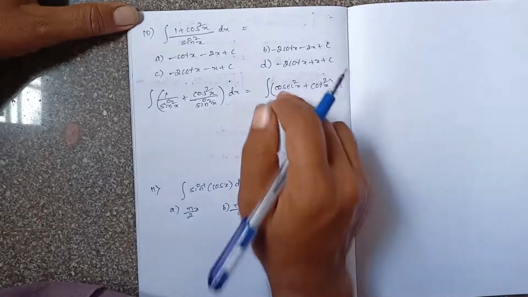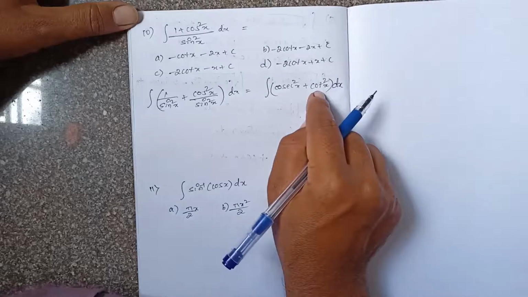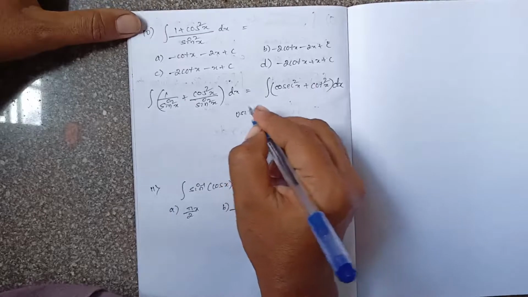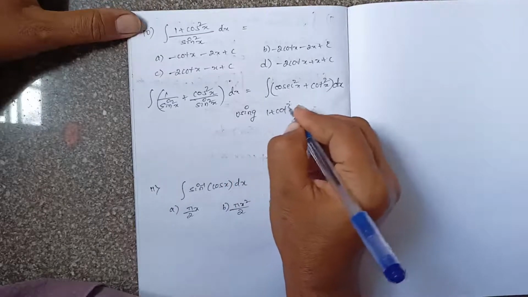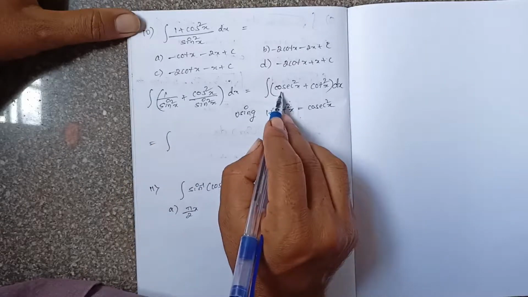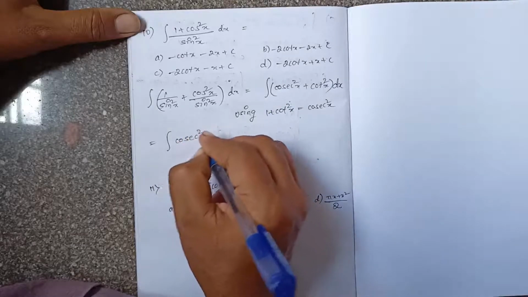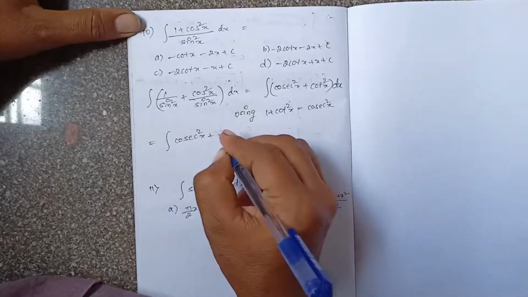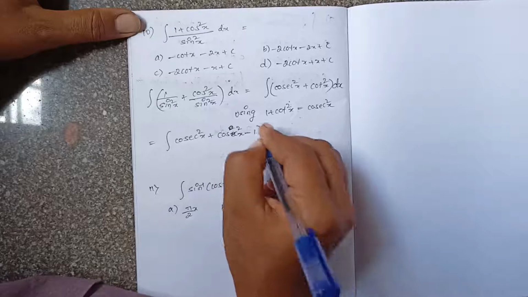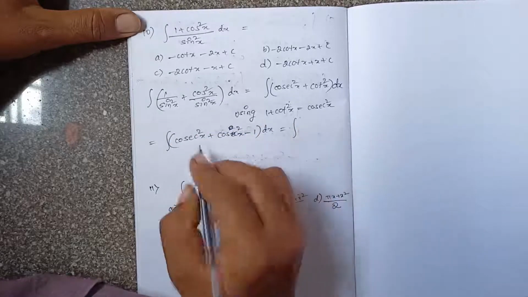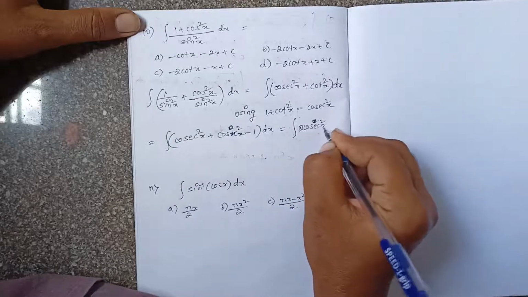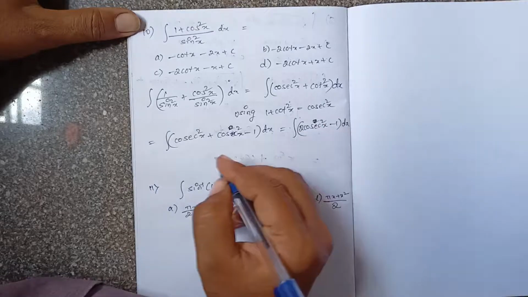We know the integration of cosecant square x, but we don't know the integration of cot square x. Let me rewrite using the formula. I will use the formula 1 plus cot square x is equal to cosecant square x. So integration of cosecant square x as it is, this cot square x, I am writing as cosecant square x minus 1 into dx. Integration of cosecant square x plus cosecant square x is nothing but 2 times cosecant square x, minus 1. Now we can integrate very easily.